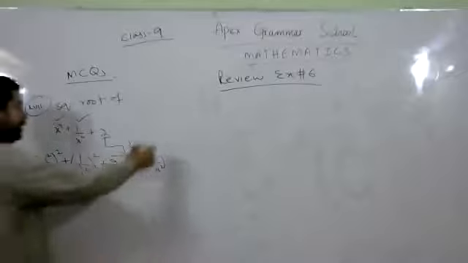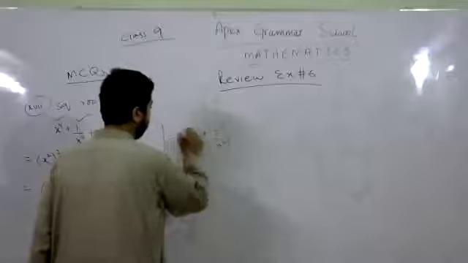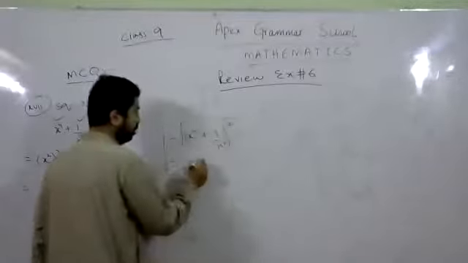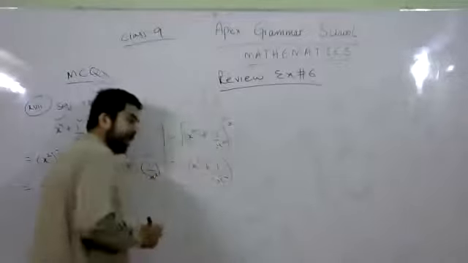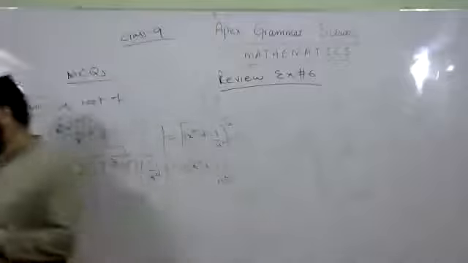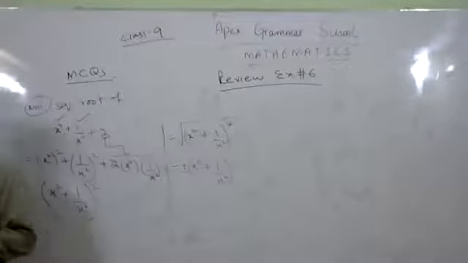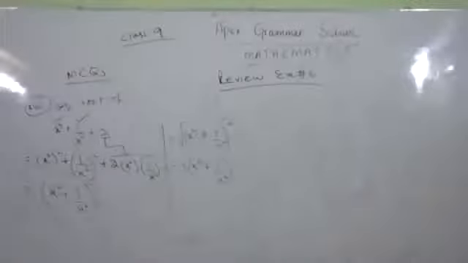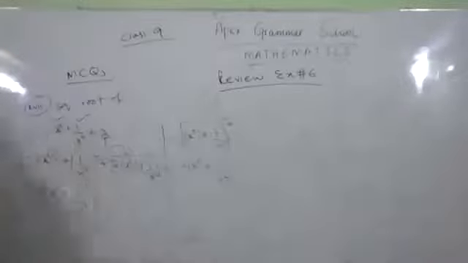Now apply square root on it. And you are left with only x square plus 1 over x square. But you need to apply positive and negative sign on it because it contains two roots. So option B is the correct answer. So these are your MCQs of chapter number 6, which are completed today.